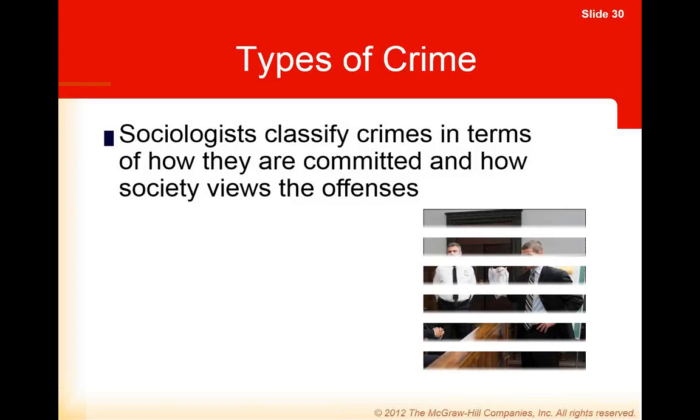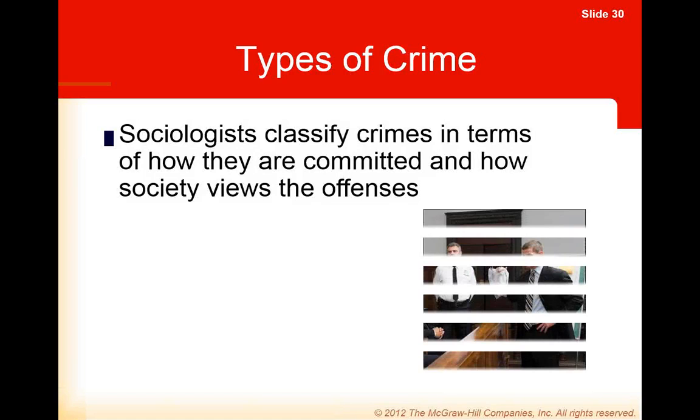Sociologists look at this a little differently. They classify crimes in terms of how they are committed and how society views the offenses. Victimless crimes. These are crimes in which both participants seem to be willing participants. Dealing drugs, prostitution, gambling are examples of what might be called victimless crimes.